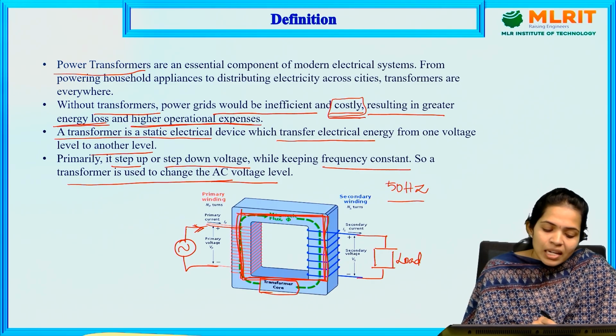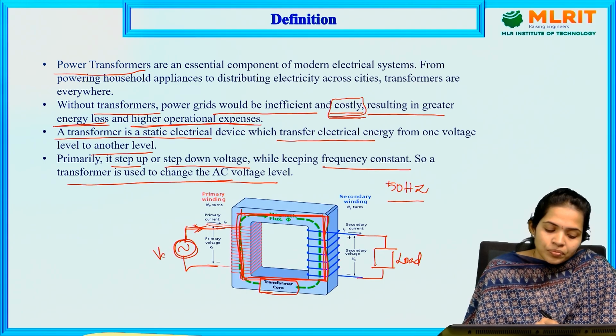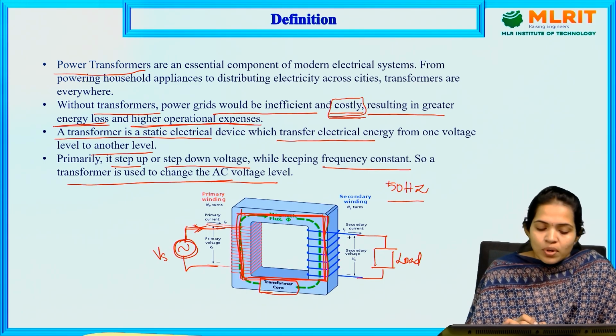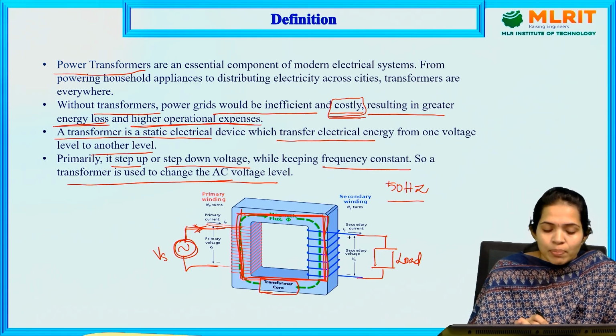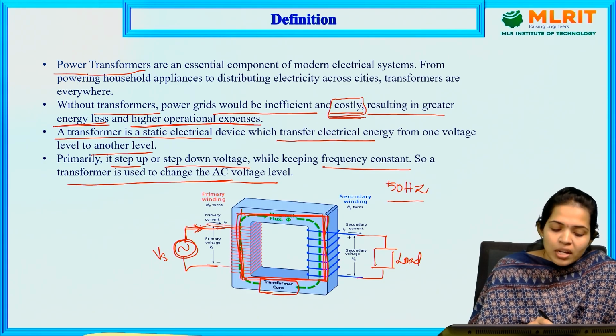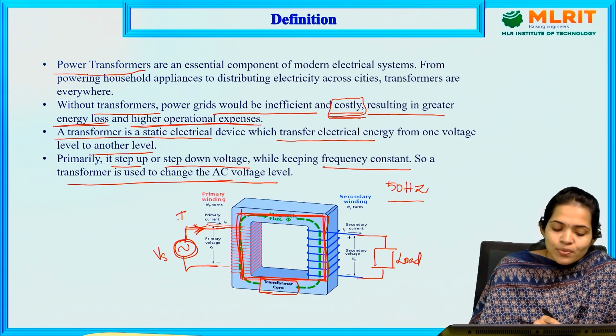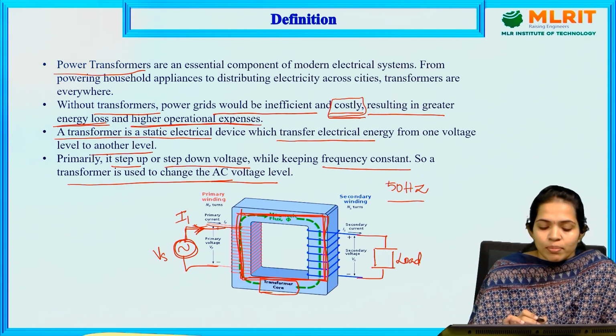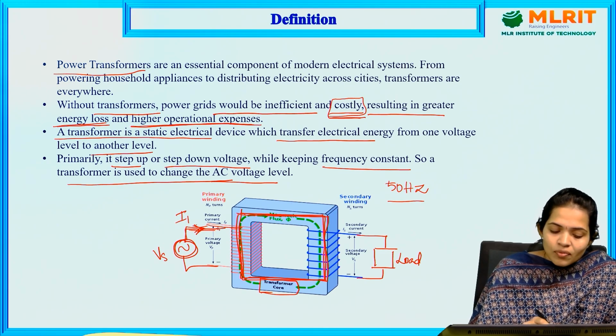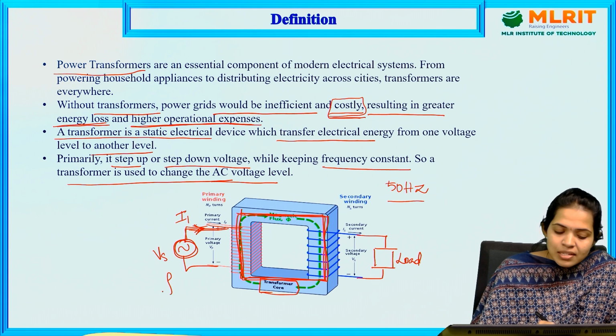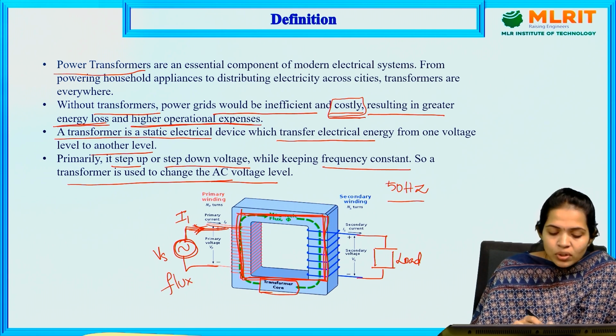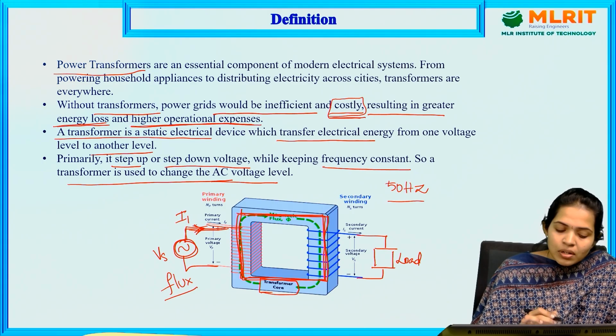So basically, we first connect the AC supply to the primary circuit of the transformer. As soon as we connect the primary supply to the conducting material, that is nothing but the winding of the transformer, a current I1 starts flowing in the primary circuit of the transformer. So this current I1 will set up an alternating flux in the primary part of the circuit, which changes with respect to time.